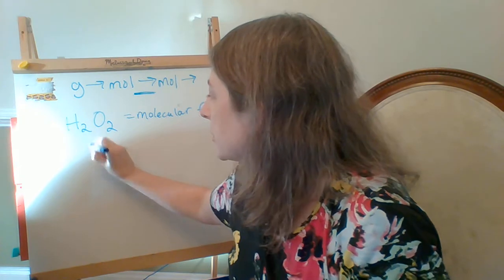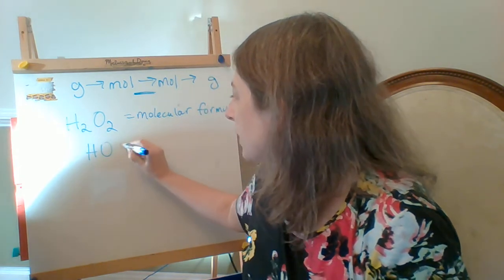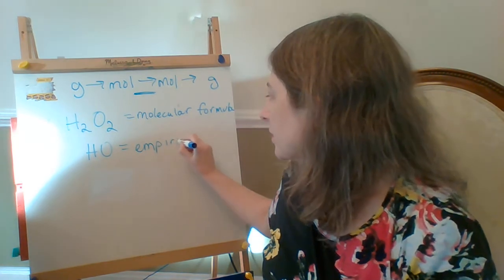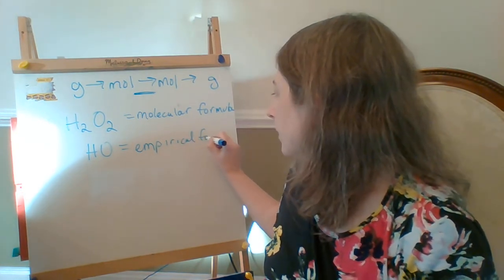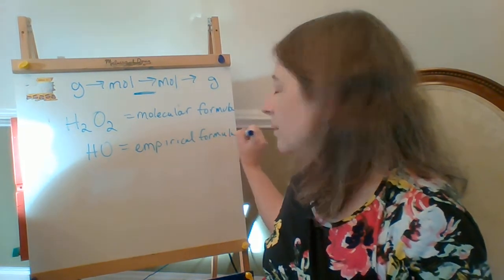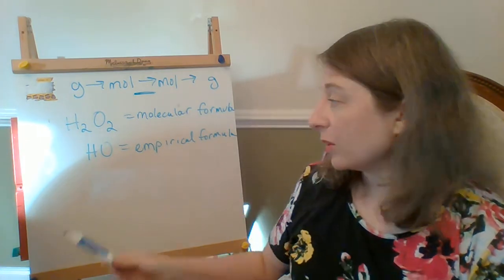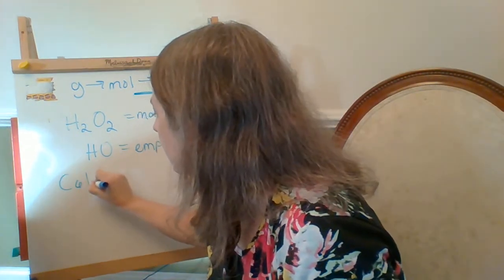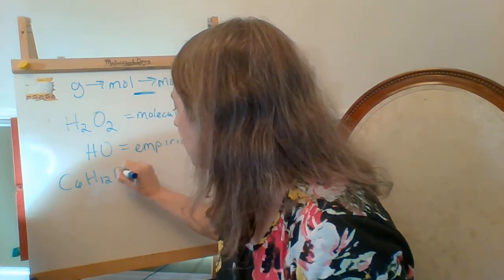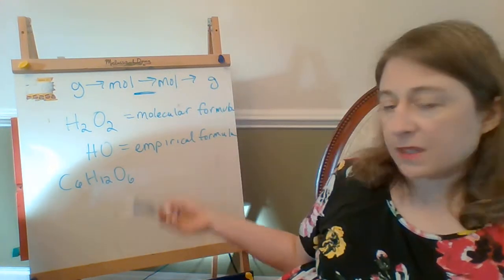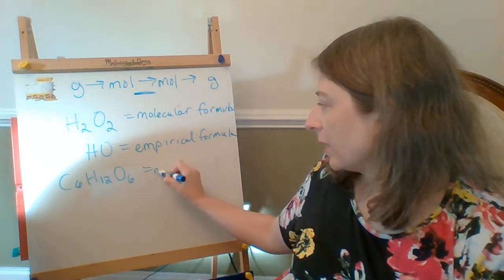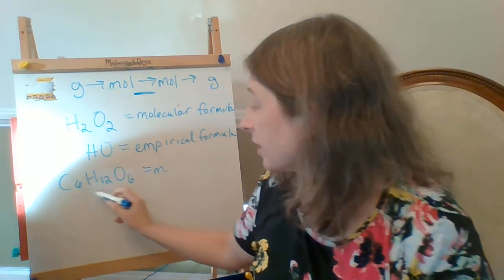Then I could reduce. I could say my empirical formula is just one hydrogen and one oxygen. So the empirical formula is just a ratio, simplified down, right? For glucose, I have C6H12O6, right? That would be the molecular formula. But I can reduce those, right?